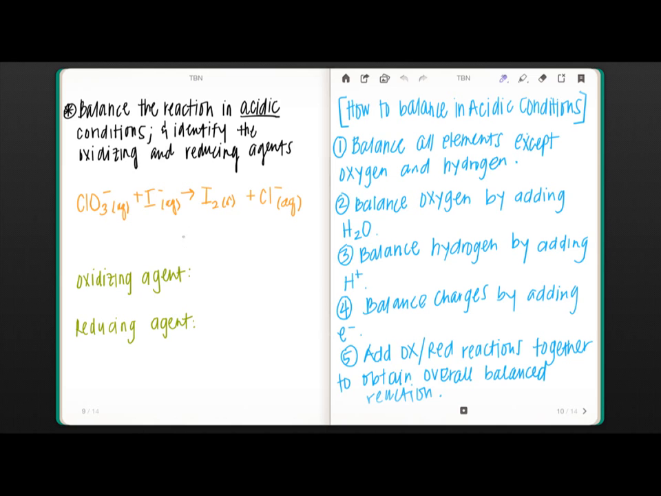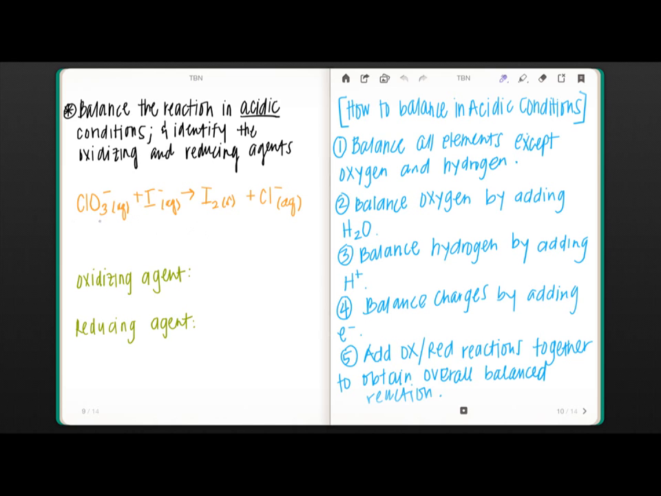But first and foremost, I'm going to get this out of the way by identifying the oxidizing and reducing agents of the equation. If you're not familiar with oxidation numbers, it's not too bad. From the oxidation numbers, you can figure out what's being oxidized, what's being reduced, and you can figure out the oxidizing agent and the reducing agent. So let's start on this side.